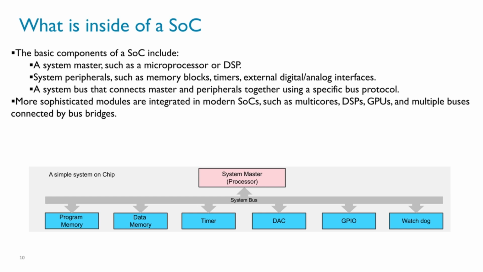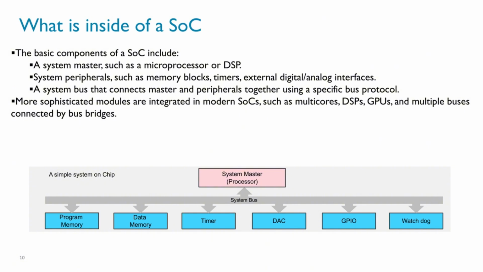This communication isn't random. It follows a very specific set of rules, which we call a bus protocol, to make sure information gets to the right place without any conflicts. In the diagram, this is the central gray bar that everything is connected to. The diagram shows a very simple but clear example of this structure. You have the single system master, the processor, connected via the system bus to a variety of peripherals shown in blue. Let's look at what they are.